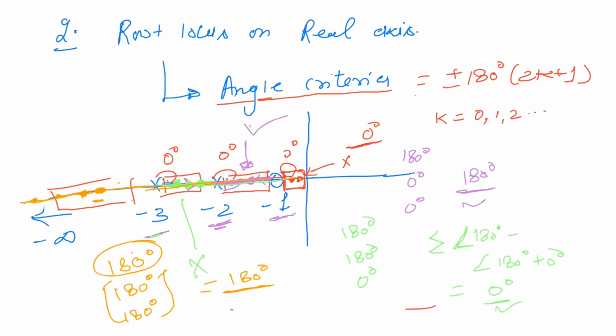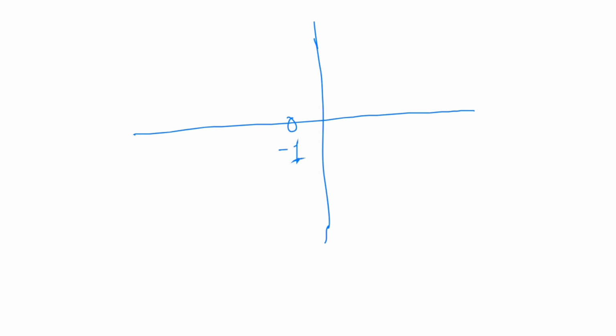Now let's see what we have. We have taken this example, and we are discussing rule number 2. We have one zero at -1 and two poles at -2 and -3, and we have seen that this whole segment will be part of the root locus, and this whole segment will be part of the root locus going towards -infinity.